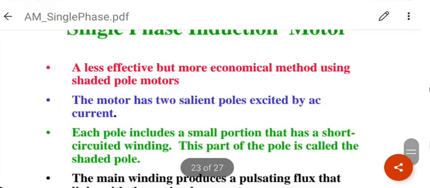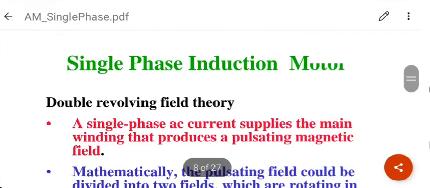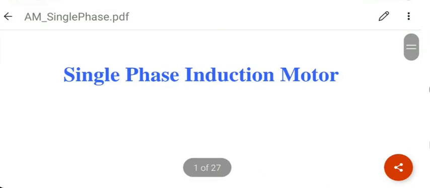Let me begin at the beginning. Whatever time is left, otherwise we'll continue next time. Single phase induction motor in principle is slightly different from three phase induction motor. First of all, three phase induction motor is capable of starting automatically. Single phase induction motor is not. We have to do special things to get it going.